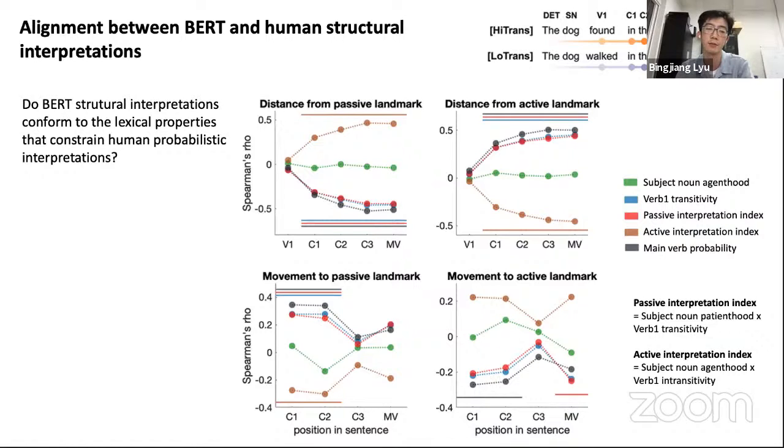Besides, BERT structural measures also directly correlate with human interpretations derived from behavioral tests, such as the main verb probability in the sentence continuation pretest.